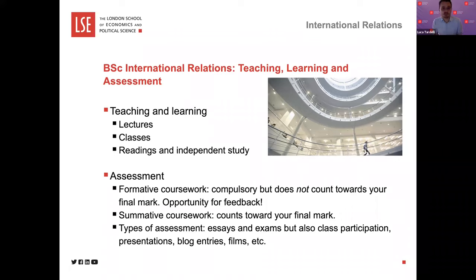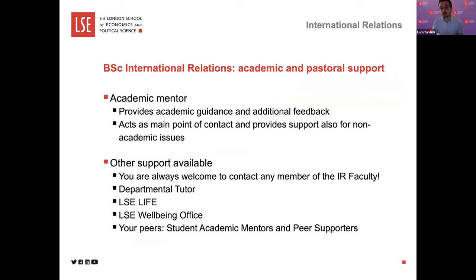This is the case, for instance, in one of those specialized courses in international relations that you can take in year three, which is visual politics of international relations. So this is a few information about teaching and learning assessment. As I said, independent study is key at university life and is key in the international relations department.